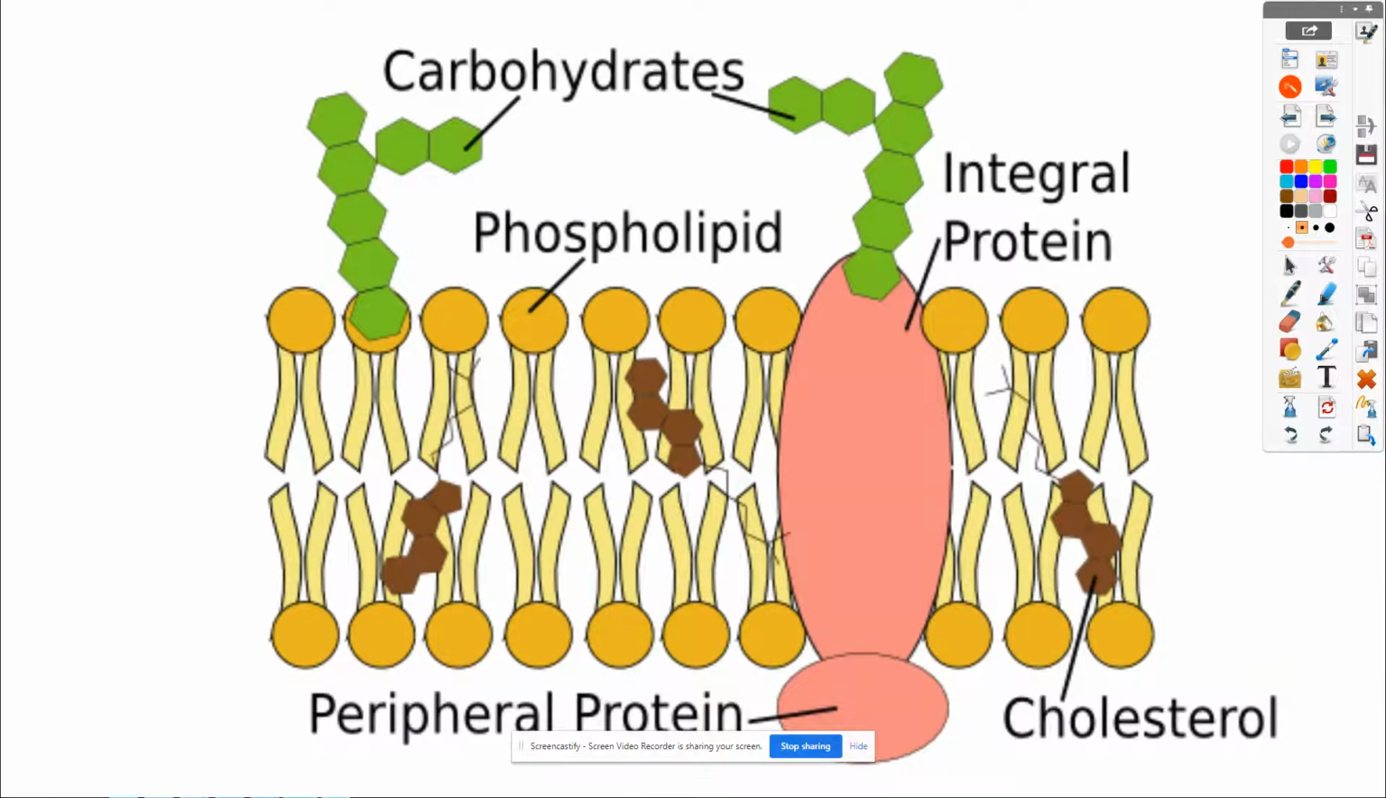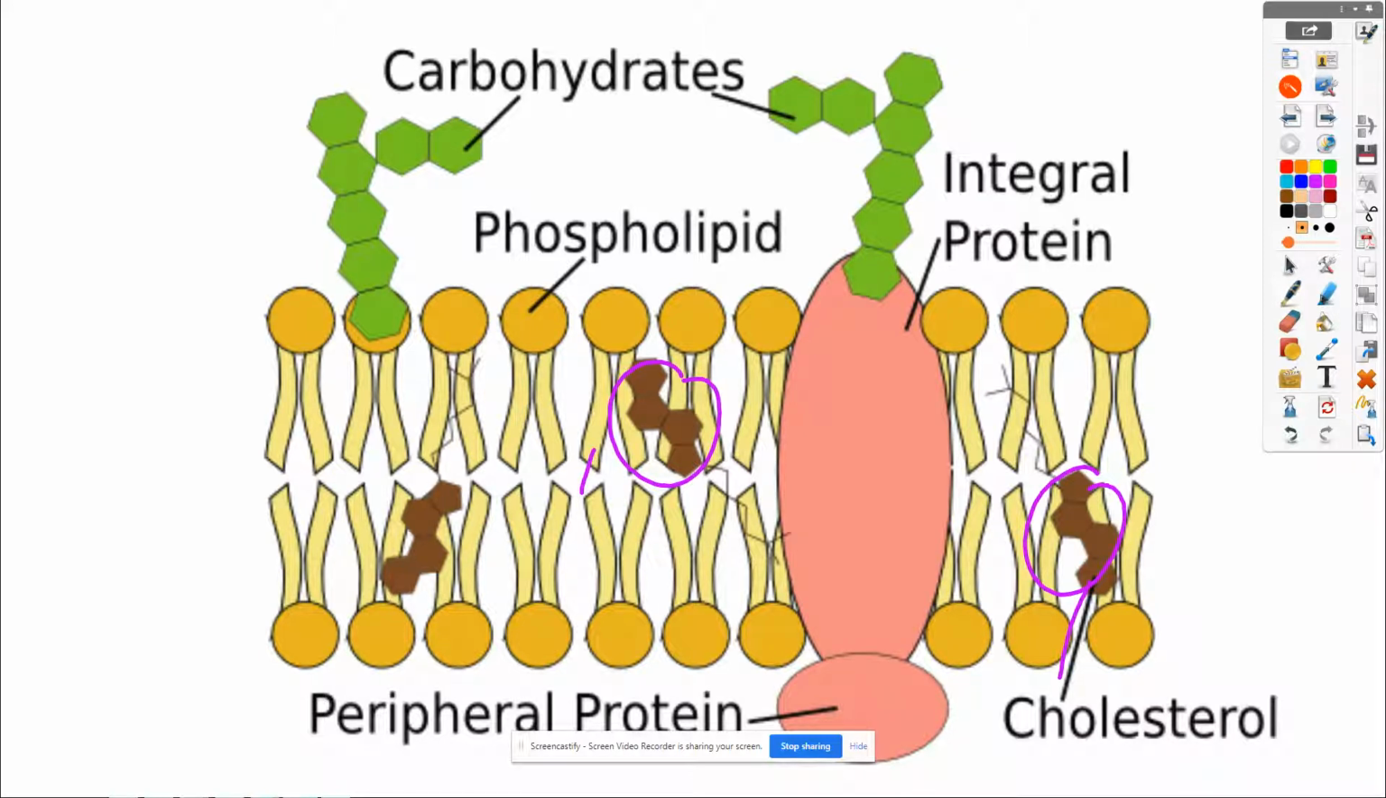So first, here's our phospholipids. Remember, hydrophilic head, hydrophobic tails. The tails point to the middle. And then the phospholipids are in a bilayer. So we have two layers. Within that layer, we have these brown things. These brown things, those are cholesterol. They do add to the strength and rigidity of the cell membrane.